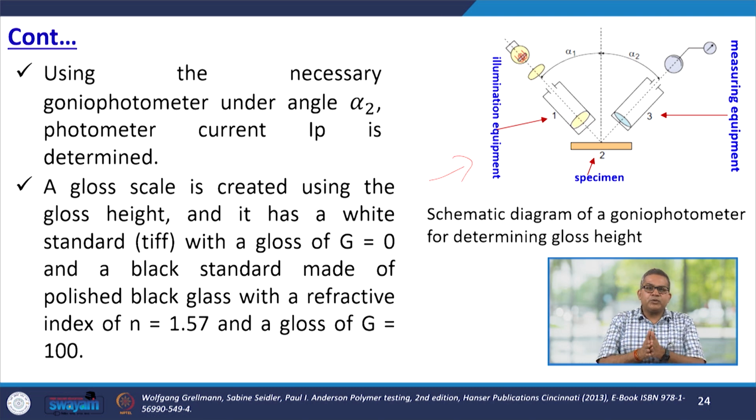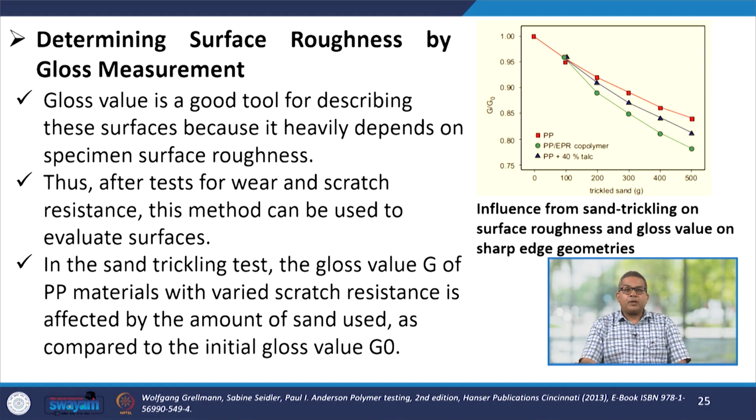A gloss scale is created using the gloss height, and it has a white standard with a gloss of G equal to 0 and a black standard made of polished black glass with a refractive index of n equal to 1.57 and a gloss of G equal to 100. Now, determining the surface roughness by gloss measurement. Gloss value is a good tool for describing these surfaces because it heavily depends on specimen surface roughness. Thus, after tests for wear and scratch resistance, this method can be used to evaluate the surfaces. In the sand trickling test, the gloss value G of a polypropylene material with varied scratch resistance is affected by the amount of sand used as compared to the initial gloss value.